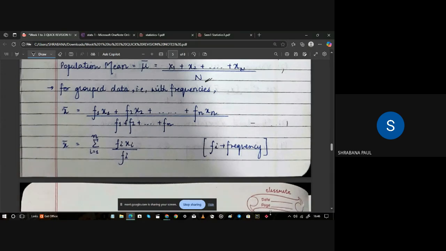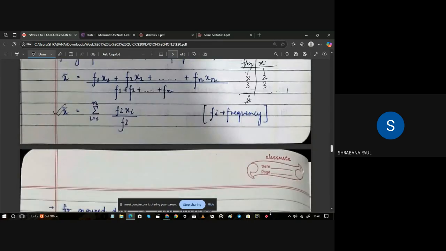Now for frequency data, if we plot frequency on one axis and the x values on the other, you can immediately calculate the weighted mean. The x values are 1, 2 and 3 with their frequencies. You just cross multiply, you get summation xi fi in the numerator by the total frequency, which is 6 here, and you will get the weighted mean.